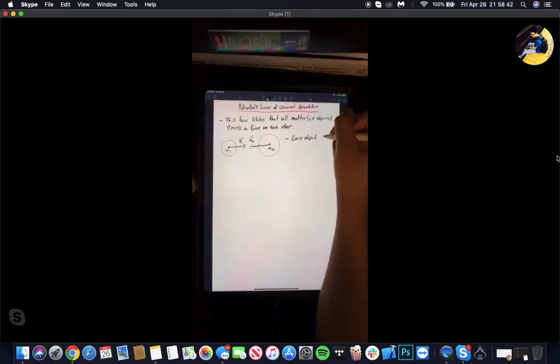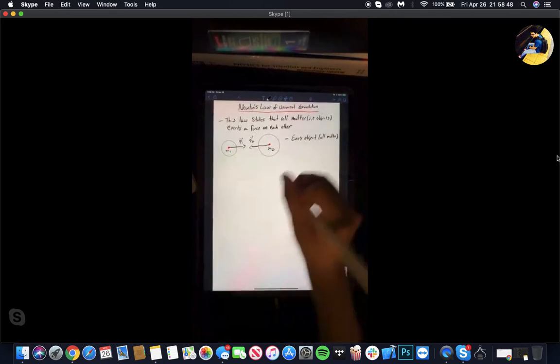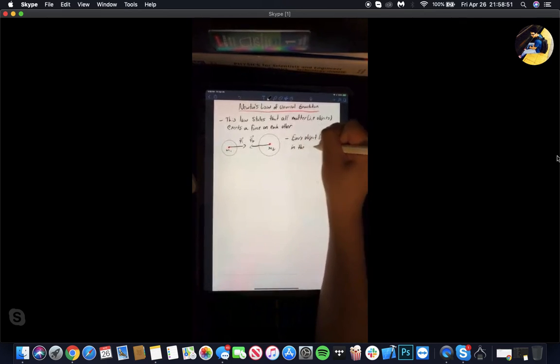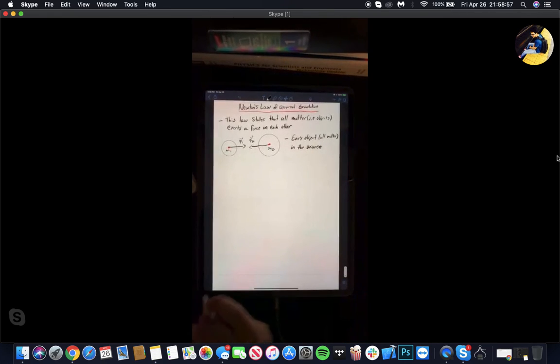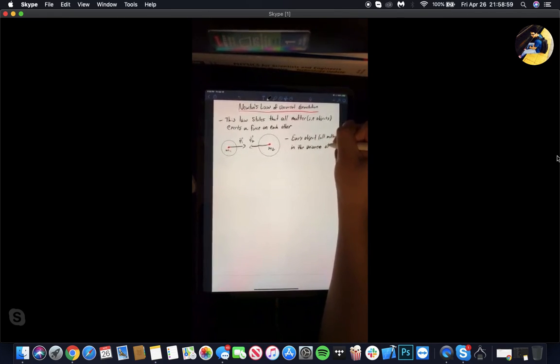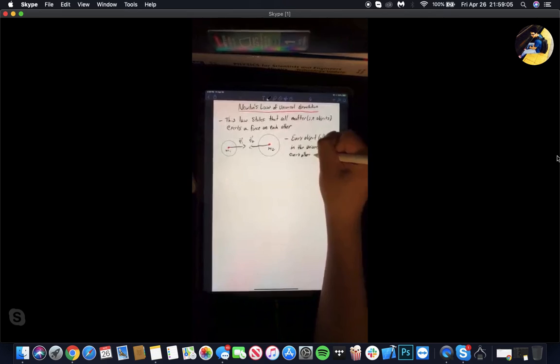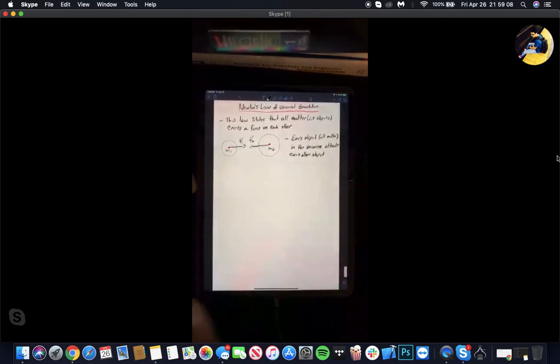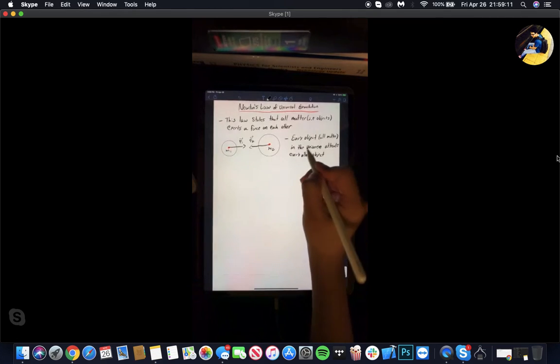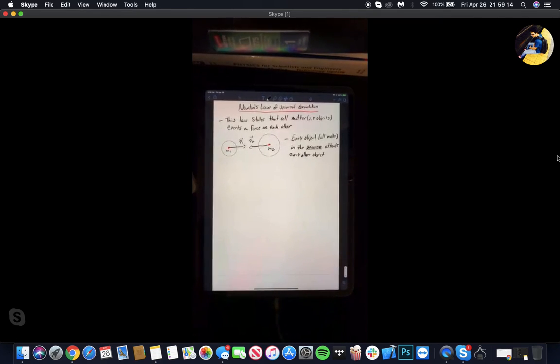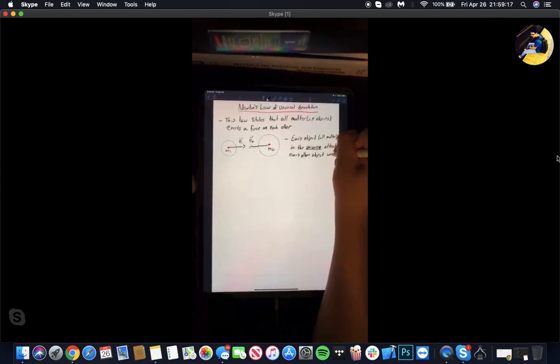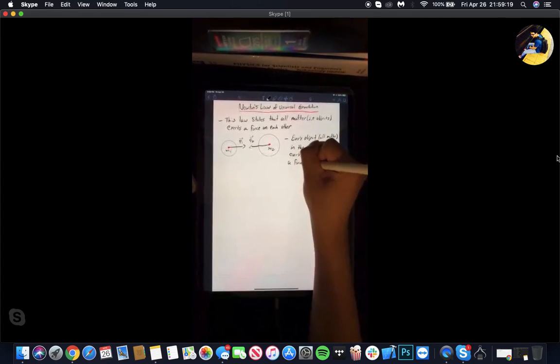Okay, so every object, which is all matter in the universe, attracts every other object with the force of gravity.